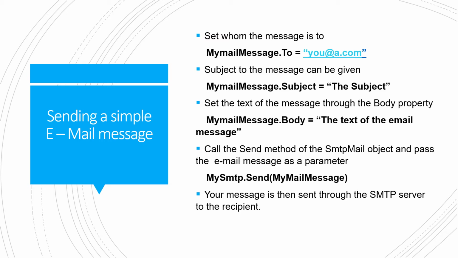And you set the text of the message through the Body property: myMailMessage.Body equal to the text of the email message you will mention here. At the last you need to call the Send method of the SMTP mail object to send the email you just created, by passing that email message to the method as the parameter: mySMTP.Send(myMailMessage). Your message is then sent through your SMTP server to the recipient.